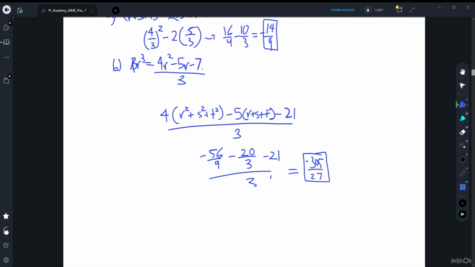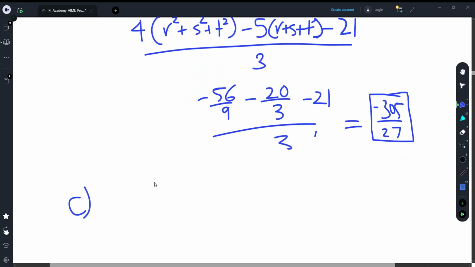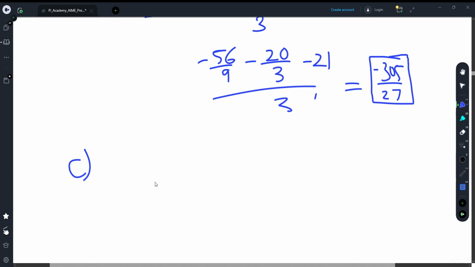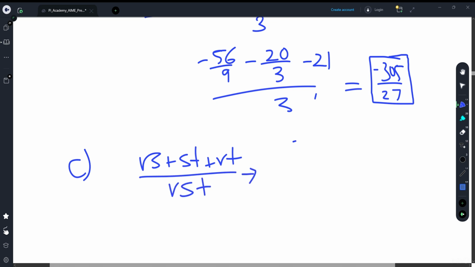And lastly, for section C, find 1 over r plus 1 over s plus 1 over t. So if we multiply rst on both sides, we get rs plus st plus rt over rst. And using Vieta's, we get 5 over 3 over negative 7 over 3, which is just negative 5 over 7.